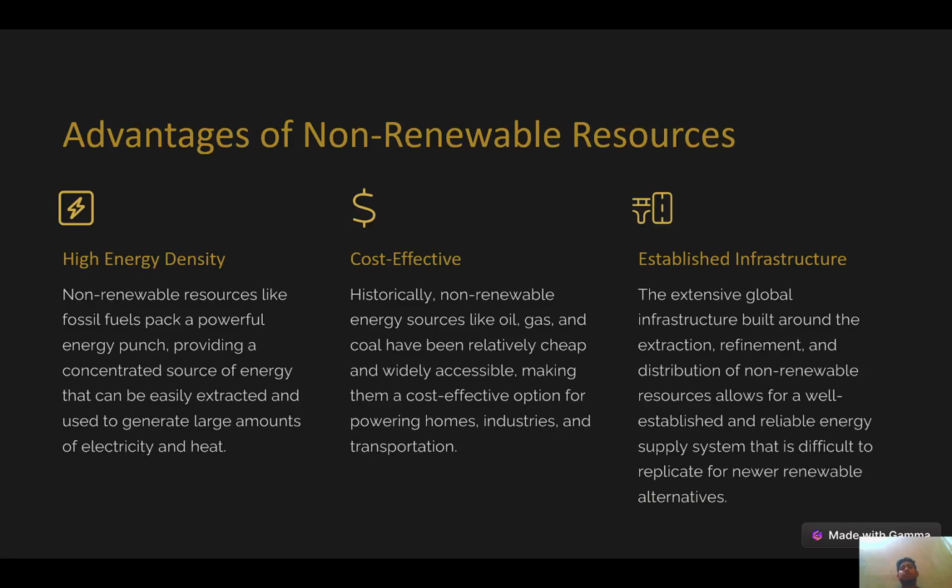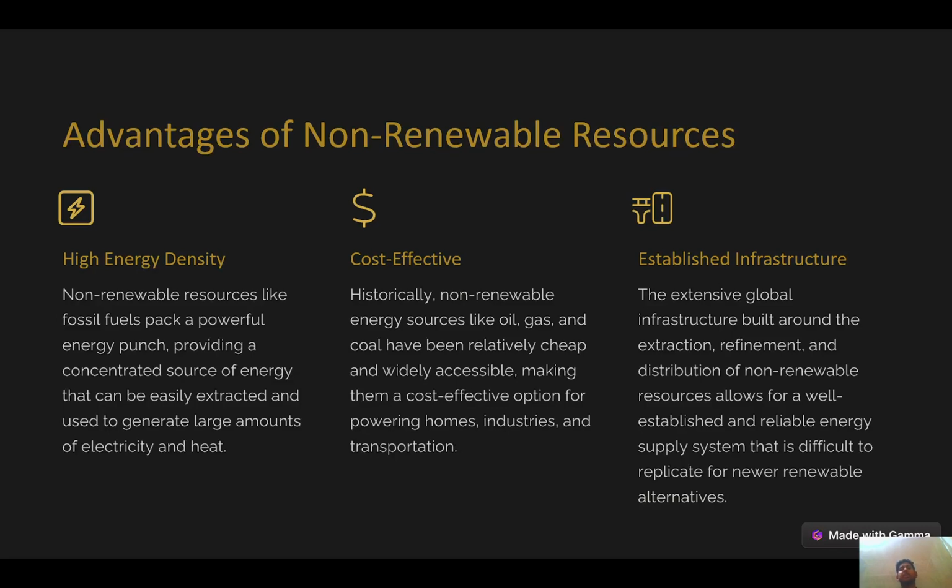Advantages of non-renewable resources: high energy density, cost-effective, and established infrastructure. Non-renewable resources like fossil fuels pack a powerful energy punch, providing a concentrated source of energy that can be easily extracted and used to generate large amounts of electricity and heat.